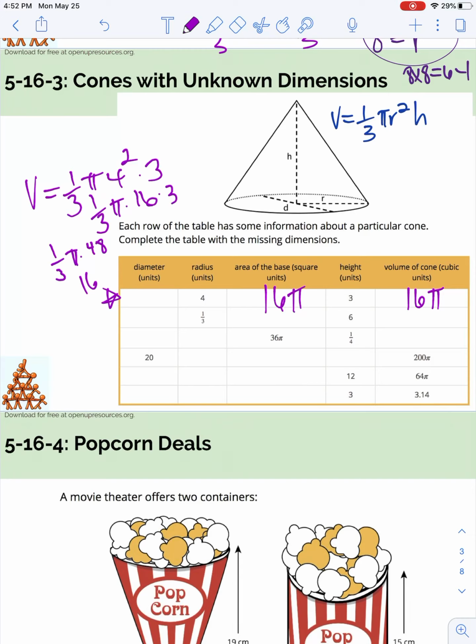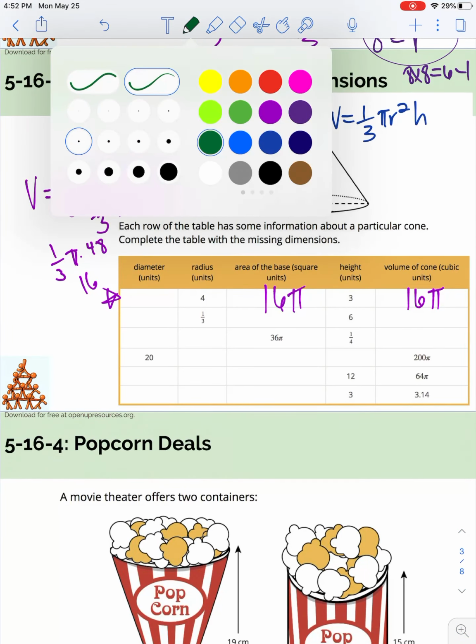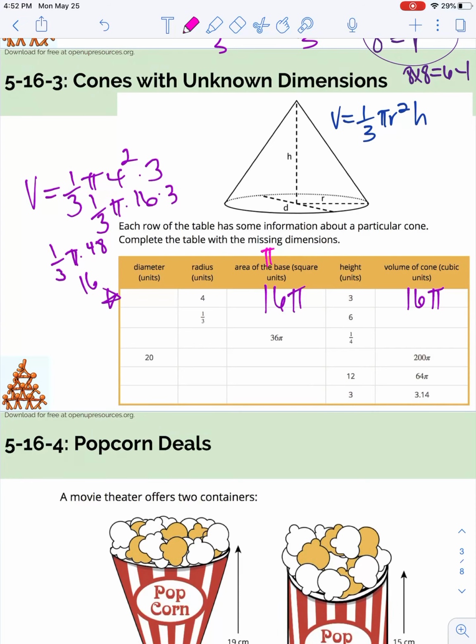So the area of the base, maybe do this in a different color. This is for sure always going to be your pi r squared. This is always your r. This is r times 2. This is h, and this is v. So in case you forget. Okay, so diameter, you just double the radius. So that's 8. Okay, done with that one.